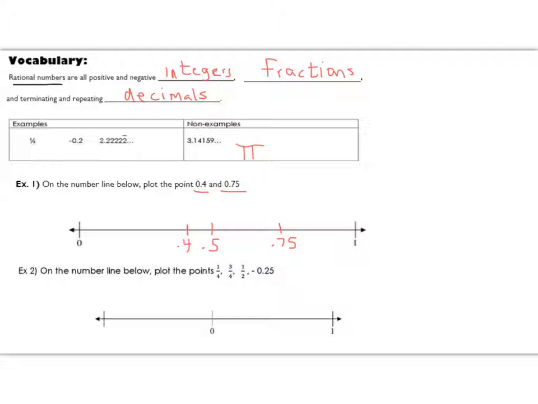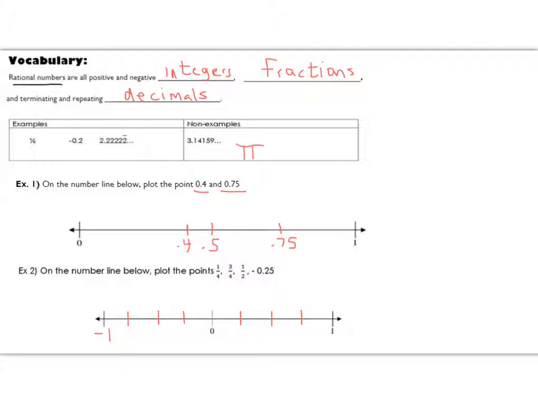Okay, let's take a look at example 2. On the number line below, plot these points. If our denominator is 4, that's our clue on how many pieces to divide one segment into. What I mean by that is I'm going to take the segment from 0 to 1 and divide it into 4 equal pieces as best I can. And I'm going to do the same thing on the other side as well. Of course, this is -1 down here.